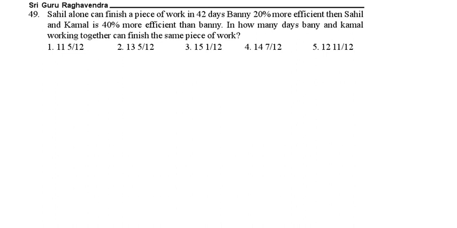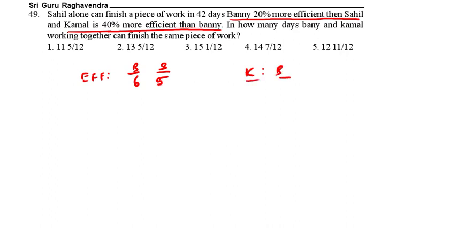Now see here. Efficiency. Bunny is 20% more efficient than Sahil. That means Bunny's efficiency is 6, Sahil's efficiency is 5. Similarly, Kamal is 40% more efficient than Bunny. Kamal will be 7. 40% more means 7 by 5. So Kamal's efficiency is 7, Bunny's efficiency is 5.